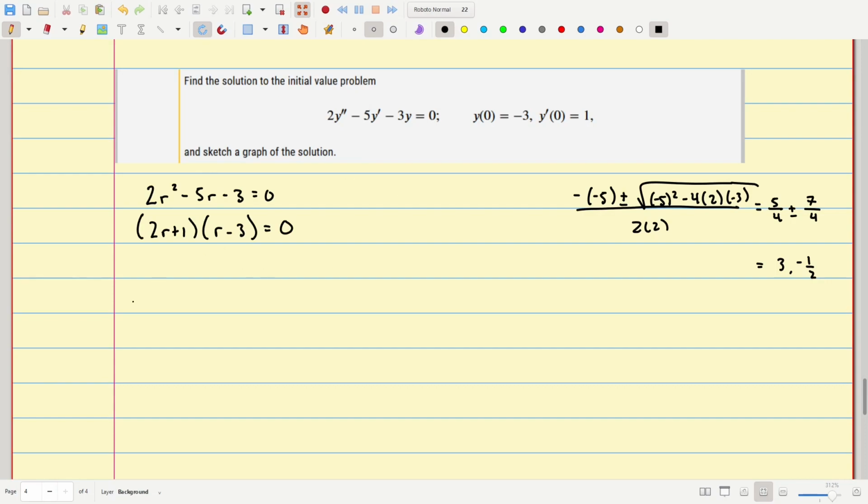Either way, we get that our general solution is going to be equal to c1 e to the -1/2 t plus c2 e to the 3t. It doesn't matter which one's y1 and y2. And then so we have this expression now. We're going to want to go ahead and differentiate this in order to be able to figure out what's going on with our coefficients to apply the initial conditions.